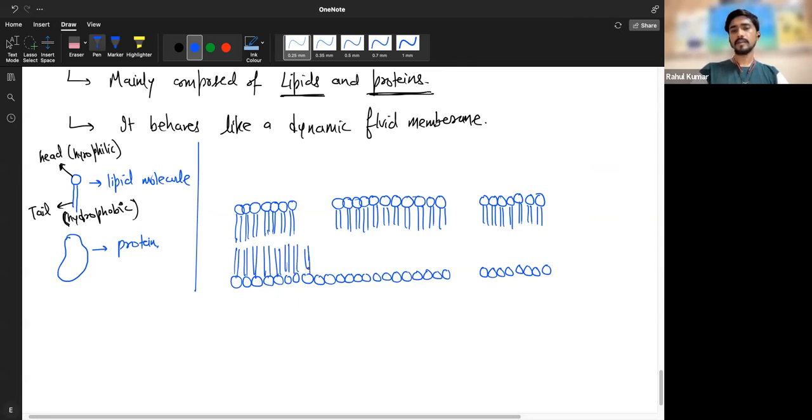Now, can you think why the tails are towards the inside and the heads are towards the outside? Any idea in your head? No. Any idea? It can be wrong also, no problem. Right? So this is the kind of arrangement which is present there.